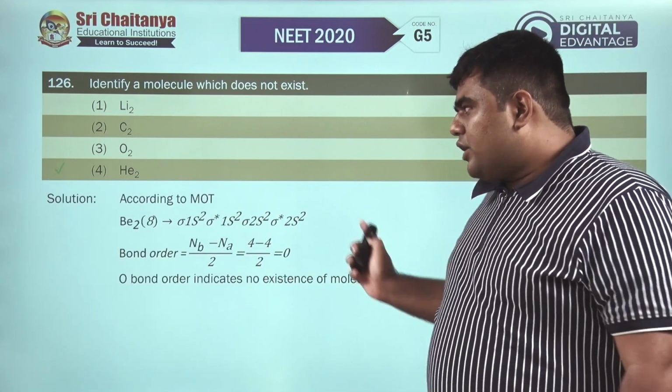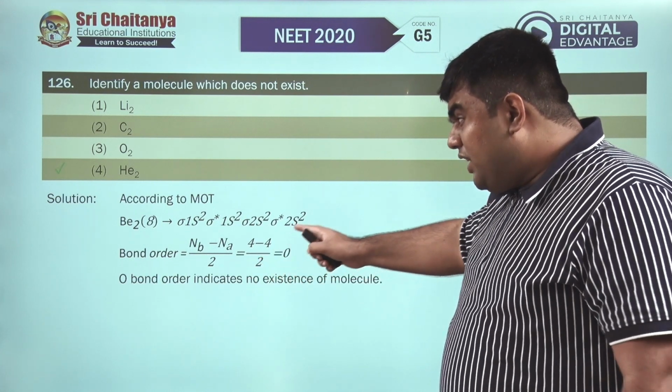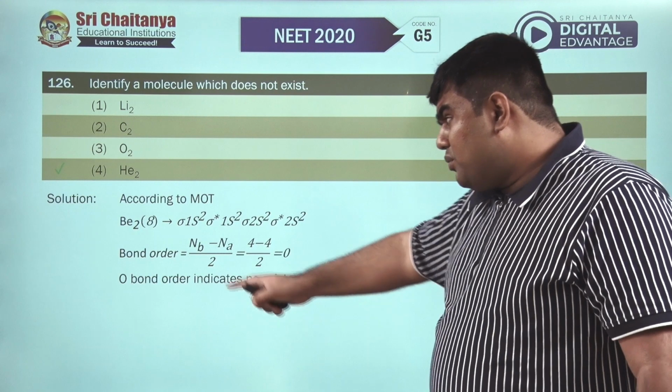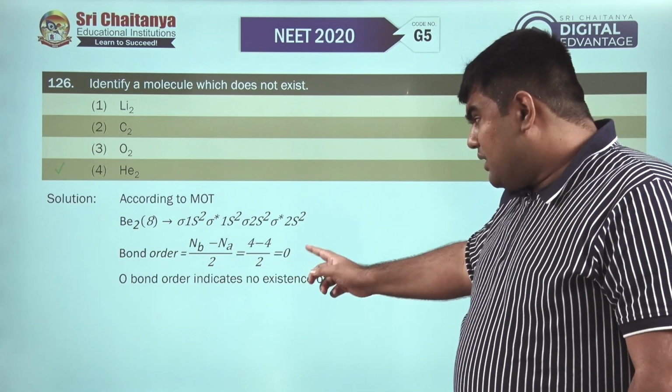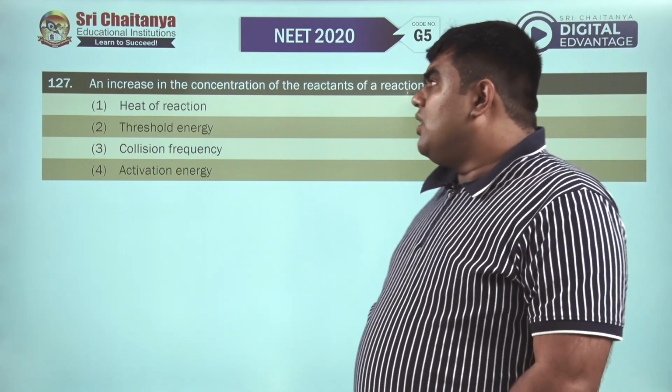This is the electronic configuration. So we have Be2: sigma 1s2, sigma star 1s2, sigma 2s2, sigma star 2s2. Bond order is (Nb minus Na) by 2, (4 minus 4) by 2, that is 0. Zero bond order indicates no existence of the molecule.